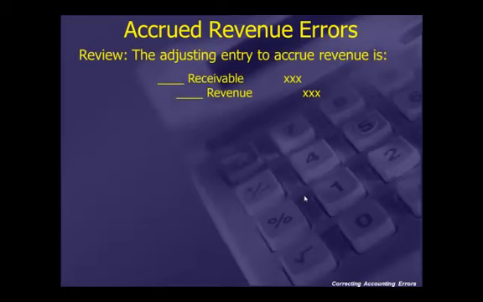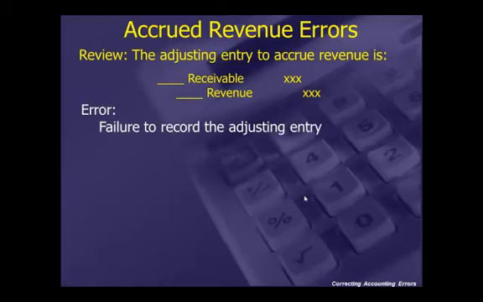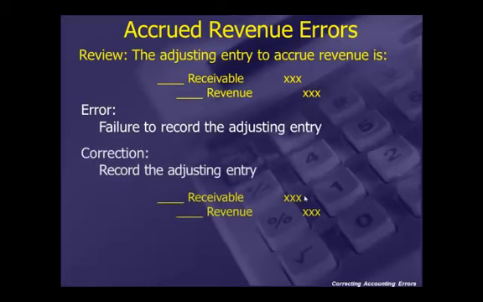So, review. The adjusting entry to accrue revenue is to debit a receivable and credit a revenue. The error, failure to record the adjusting entry entirely. Well, correction is you go back, you review, you find that you've missed it, and you record it as it should have been initially recorded.